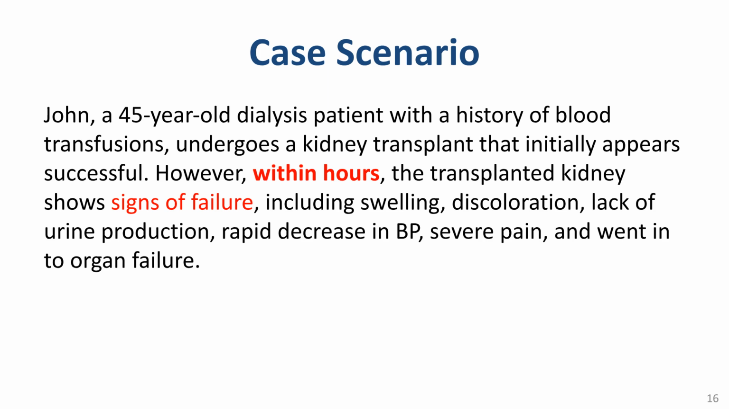There's no urine production, despite adequate hydration. His blood pressure rapidly decreases, indicating cardiovascular compromise. He experiences severe pain at the transplant site and progresses to organ failure. This catastrophic response occurs because John has preformed antibodies against the donor kidney's antigens, likely from his previous blood transfusions.